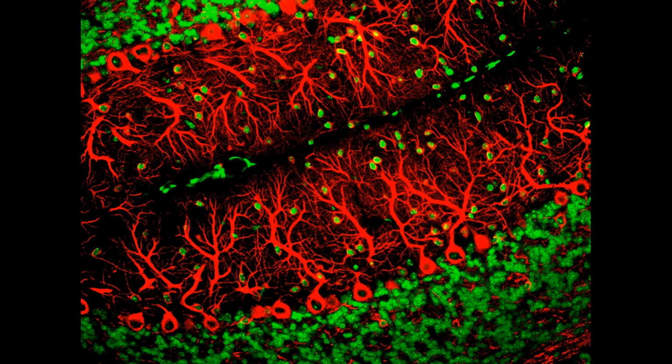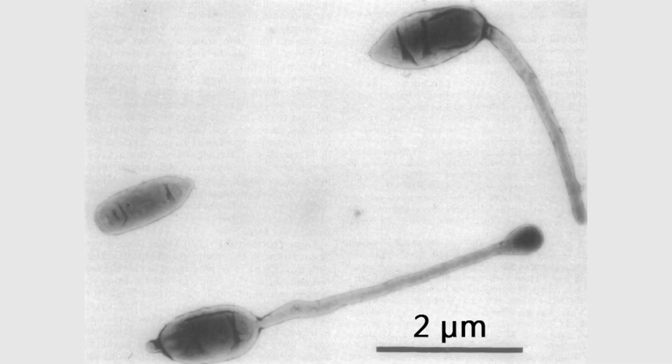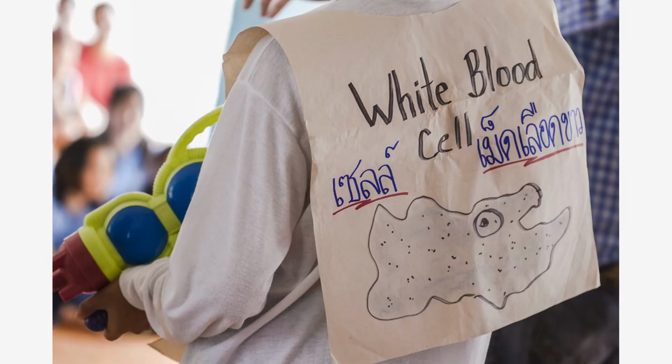In the next segment, we will explore the different types of cells and their functions in the body. There are many different types of cells in the body, each with its own unique structure and function. Some of the most common types of cells include: 1. Red blood cells. These cells are responsible for carrying oxygen from the lungs to the rest of the body. 2. White blood cells. These cells are part of the immune system and help to fight off infections and diseases.